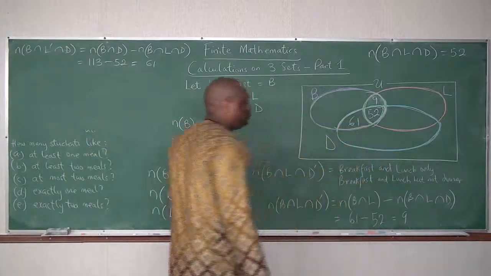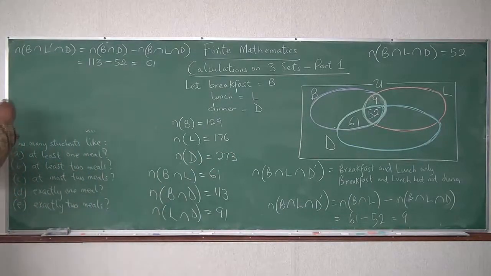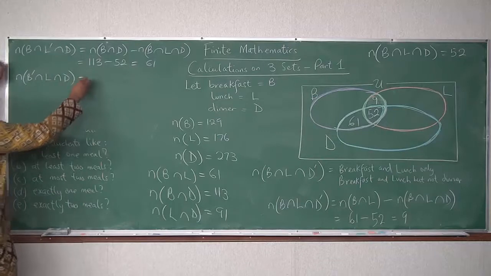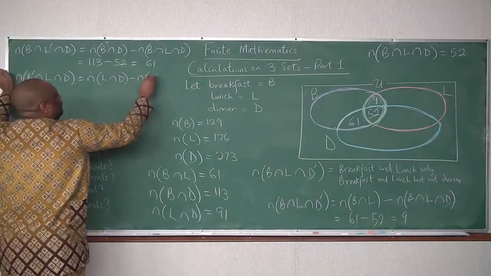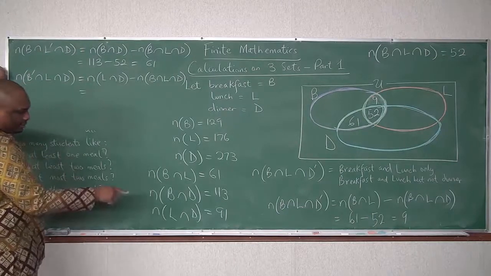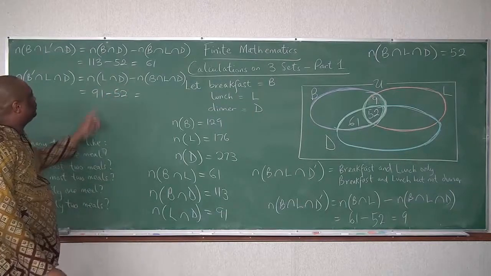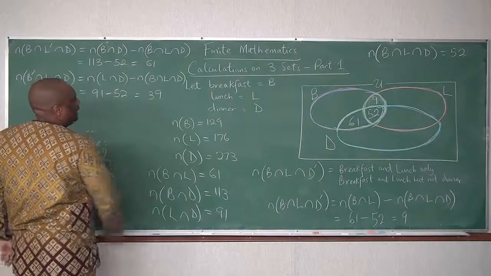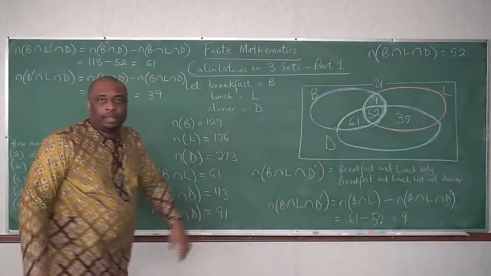Then the next one, we want to find lunch and dinner only. So this is cardinality of breakfast prime, intersect lunch, intersect dinner. And that will be cardinality of lunch and dinner minus cardinality of breakfast, intersect lunch, intersect dinner. So we have 91 minus 52. And that gives us what? 11 minus 2 is 9. 8 minus 5 is 3. So we got 39 right here.